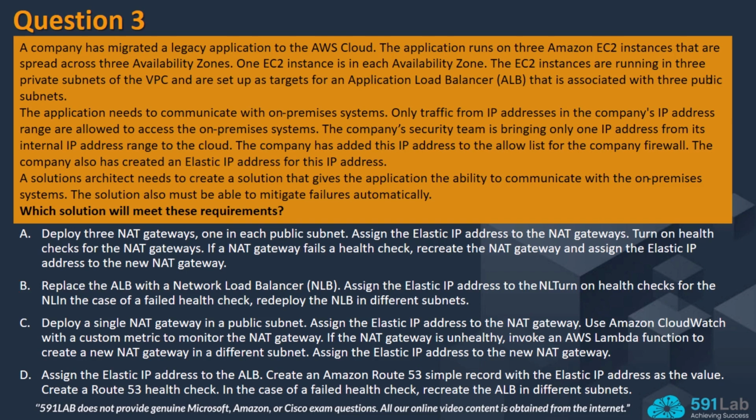Option C. Deploy a single NAT gateway in a public subnet. Assign the elastic IP address to the NAT gateway. Use Amazon CloudWatch with a custom metric to monitor the NAT gateway. If the NAT gateway is unhealthy, invoke an AWS Lambda function to create a new NAT gateway in a different subnet. Assign the elastic IP address to the new NAT gateway. This solution is designed to provide both reliability and automation, meeting the specified requirements for communication with on-premises systems while mitigating failures in a dynamic and responsive manner. Therefore, this is the correct answer.